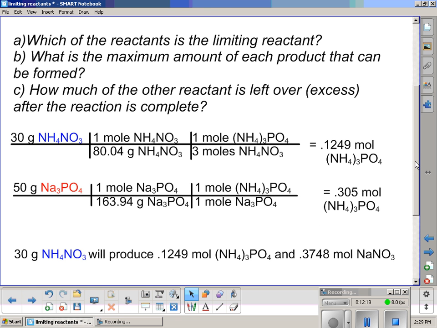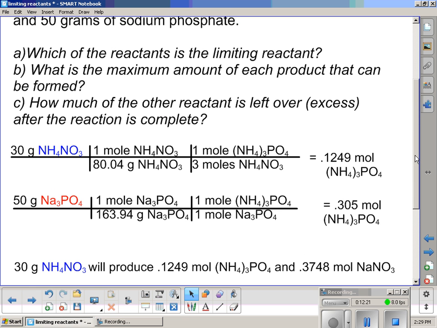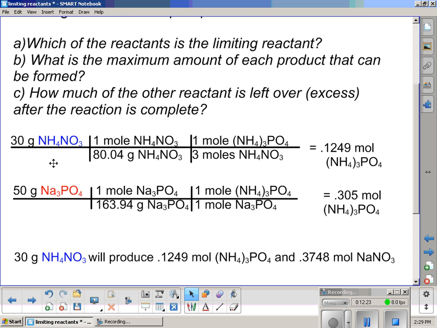Okay, and since you know how to find the products now, you know that the limiting reactant is what determines how much product. This one you've already calculated, how much ammonium phosphate can be produced. And you can do the stoichiometry problem and see if you come up with this answer. 0.3748 moles of sodium nitrate.